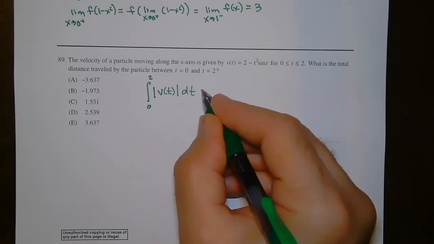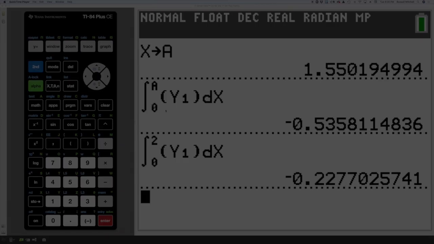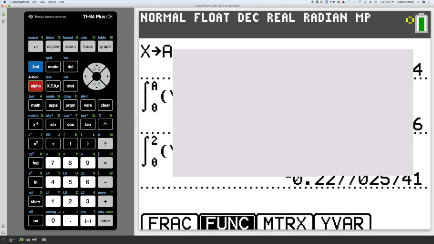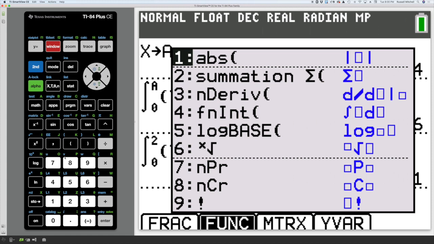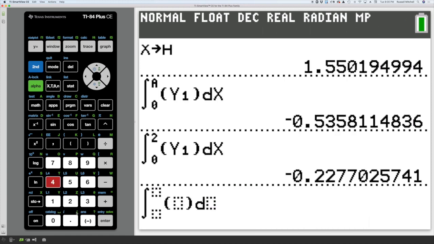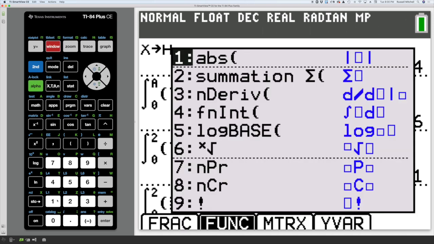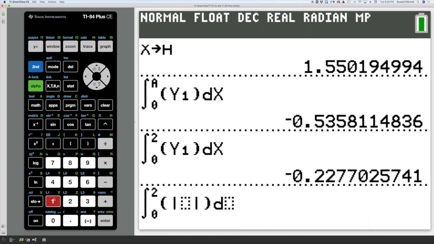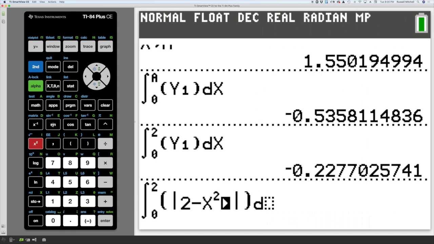So we'll put it in the approximation, and we're going to go to our calculator and do that. We want to go to integrate, so alpha, window, and then number 4. Then we're going to integrate 0 to 2, and then absolute value: alpha, window, and then number 1 will give us the absolute value. You could put the function in for y1 and then just use y1, or I'm just going to type in 2 minus t squared, so minus x squared, and then sine of x.